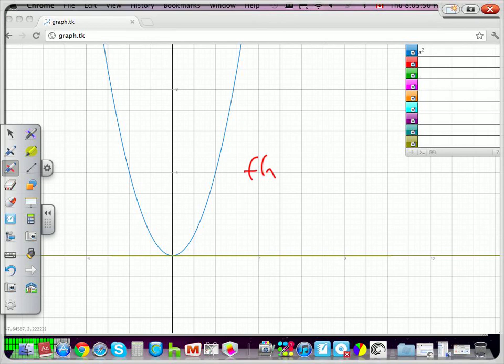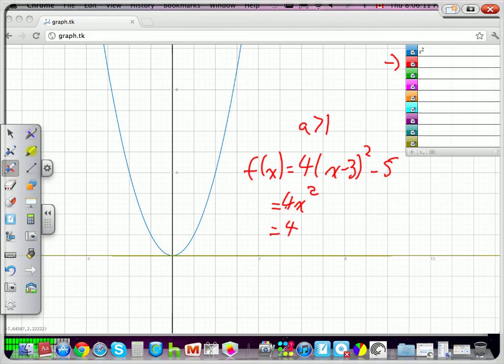So the first equation I'll plug in is 4x squared, so that we'll see a stretch. That's going to go over here. Then the next one we'll do is 4 times x minus 3 squared, so we can see what a horizontal shift looks like. And then finally we'll put in 4 times x minus 3 squared minus 5 so we can see a vertical shift. Okay, so all these numbers are about to disappear. So let's put them in. I put this into the equation: 4x squared.